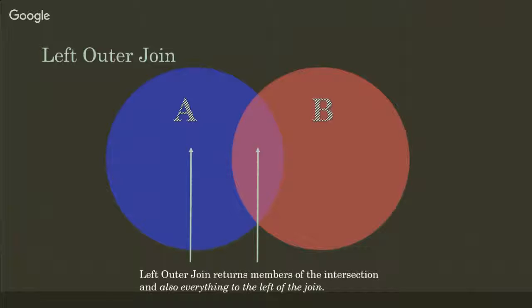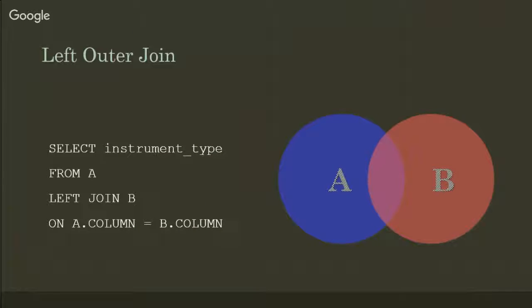What I mean by that is, here again is the syntax, which is very similar to the inner join. You select whatever you want to return as your result set from A, the table, left join B. So everything to the left of that join, meaning everything in A, even if it doesn't match something in B, if the join criteria doesn't match, basically.